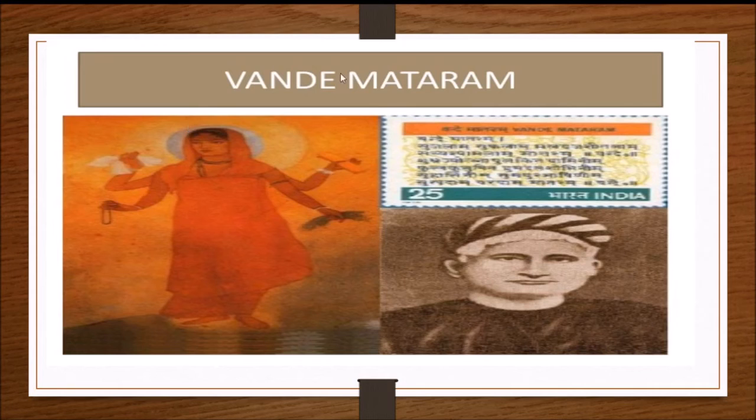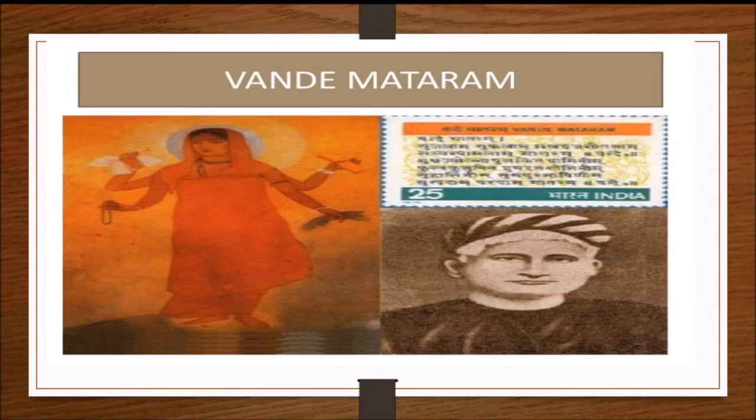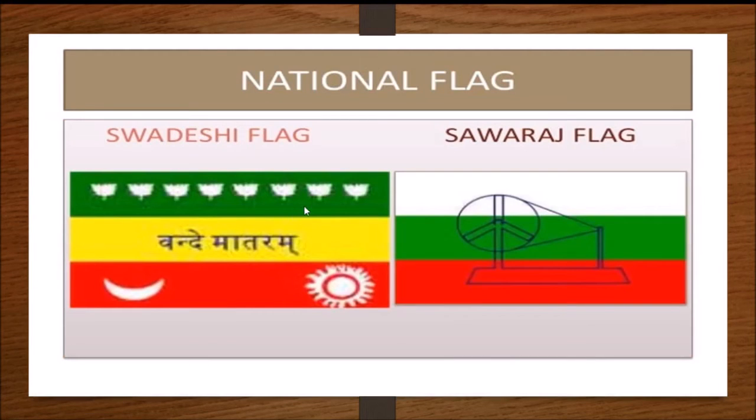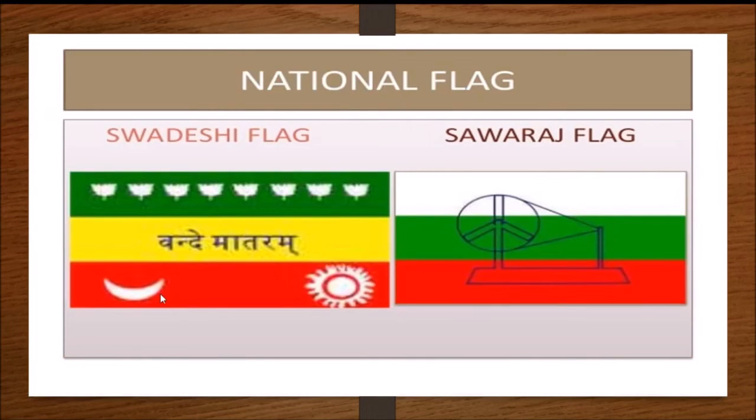Now, these are the stamps and images which we are discussing here. Now, the national flag. During the Swadeshi movement, a tricolor flag, red, green and yellow, was developed. You can see here, children, red, green and yellow, this is what was developed. It had 8 lotuses representing the 8 provinces of British India. It also had a crescent moon which represented Hindus and Muslims. You can see the crescent moon, 8 lotuses and the tricolor.